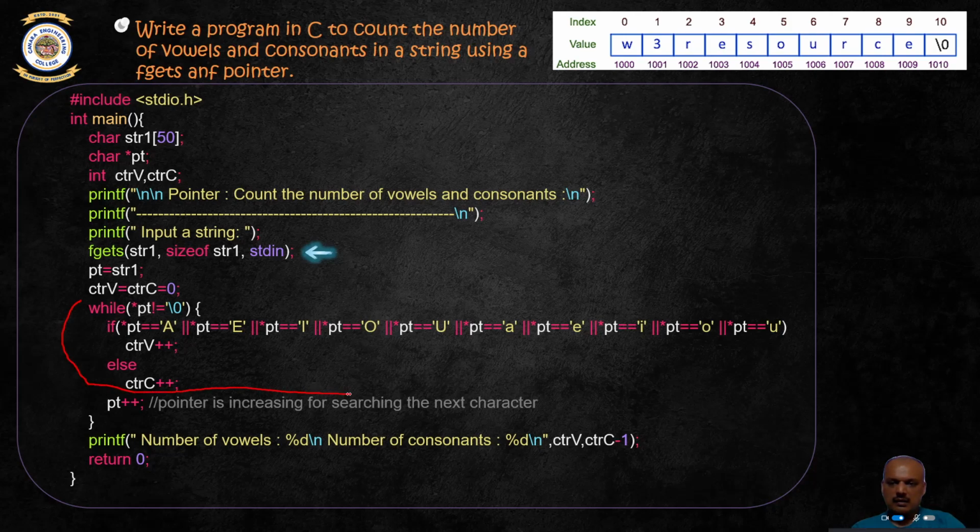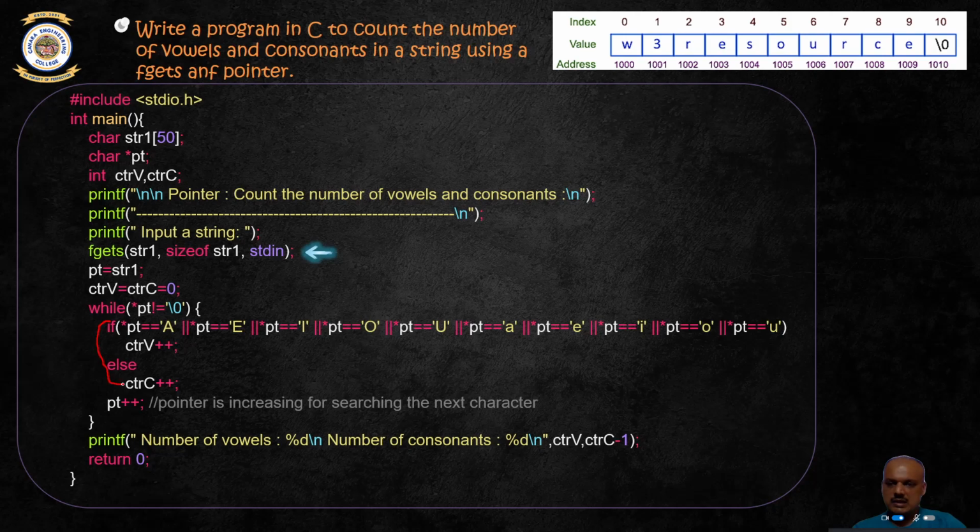So having decided whether the character pointed to by the pointer is either a vowel or a consonant, I increment the vowel counter or the consonant counter. Having done this, I then increment my pointer to point to the next character. So this is the body of the if else, and this is the body of the while loop. I have not yet come out of the while loop.